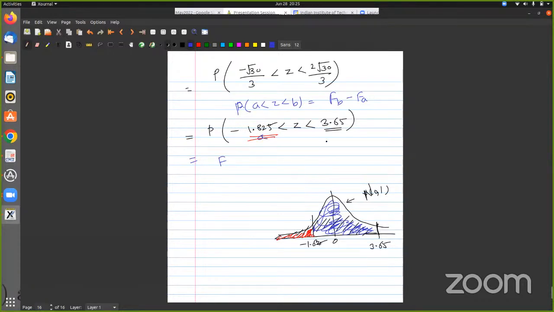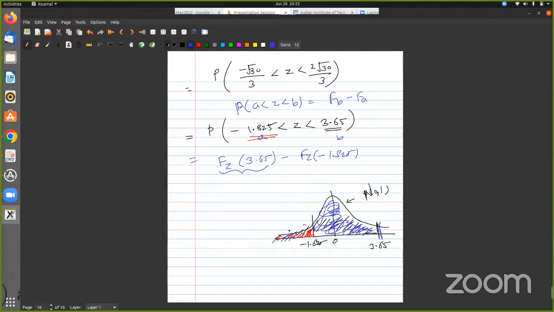So this is A, this is B. I'm just doing FZ of B, which is 3.65, minus FZ of A, which is minus 1.82. Because I know FZ of 3.65 is the entire area towards the left side of 3.65, and FZ of minus 1.25 is the area left of this red color portion. But I'm interested in the area in between these two values. So I have to subtract this red portion from the entire blue portion, then I'll get this value. Understood, right?